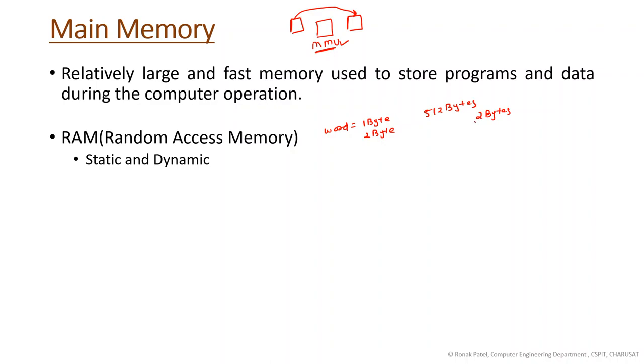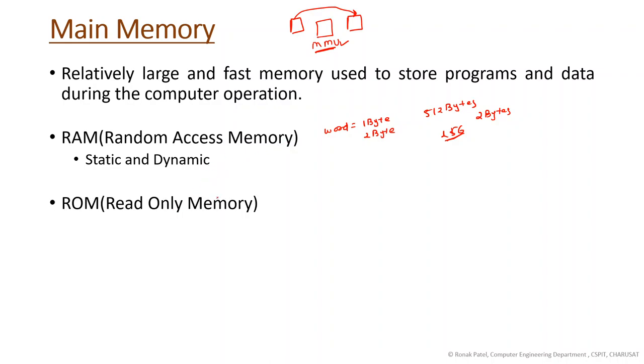So in this case, how many words are there? So there are 256 words, and we require to address these 256 words, and you can access any of them randomly. If I want to directly access 128, I can access it. If I want to access 256, I can access it. So random access memory can be static and dynamic. We are not going deep into static and dynamic.